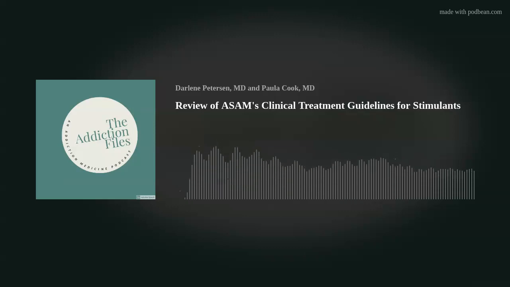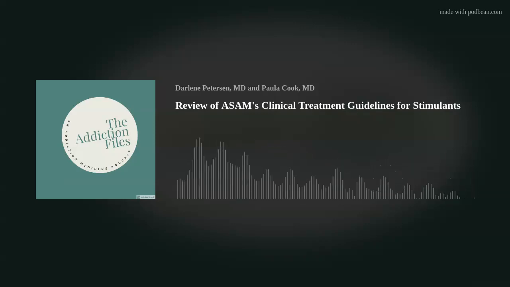Topiramate is a medication that we use pervasively in addiction medicine, has a unique mechanism of action, and it has been studied for the use of patients with cocaine use disorder. It's particularly helpful if you have a patient who's also using alcohol, because it's got efficacy for alcohol use disorder as well. So don't forget topiramate as one of your options.